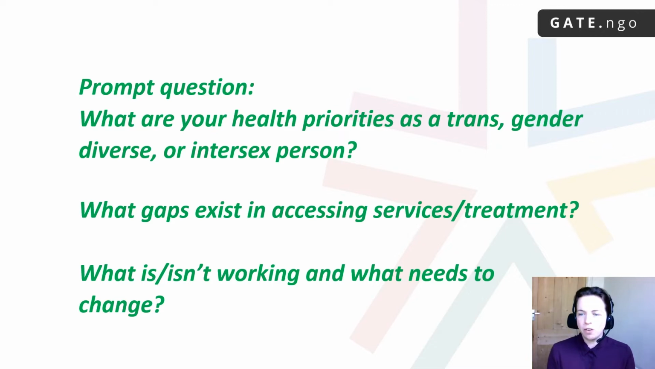So I'd like to start off with a prompt question to get you thinking. And please refer to the worksheet if you haven't already downloaded this. There's a space to respond to questions on that worksheet. So what are your health priorities as a transgender, diverse or intersex person? What gaps exist in accessing services or treatment that you've personally experienced or you've seen amongst community members? What is and isn't working and what needs to change?